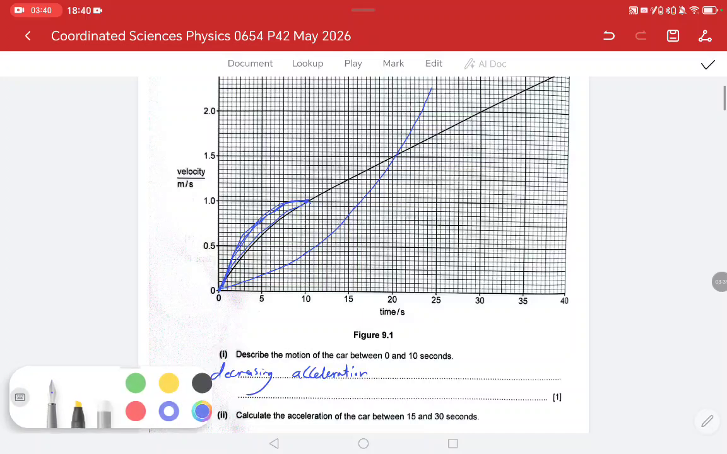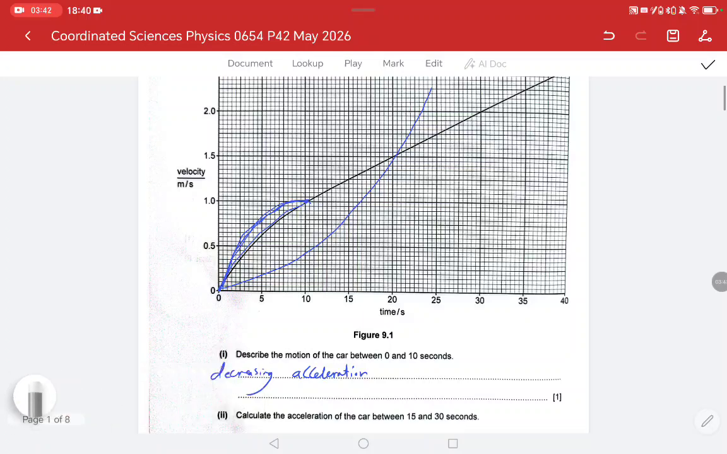Okay, this will depend on the mark scheme, but I believe in the mark scheme that if you write constant acceleration, it will be incorrect. You should write decreasing acceleration. I hope if you write acceleration only, you get 1 mark, but I think the best answer is to write decreasing acceleration, or at least to write non-constant acceleration.